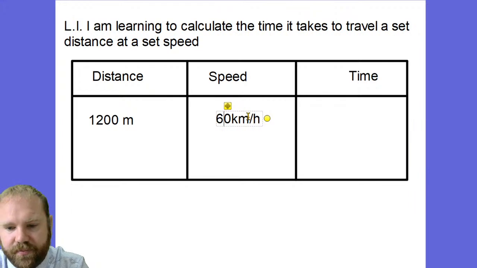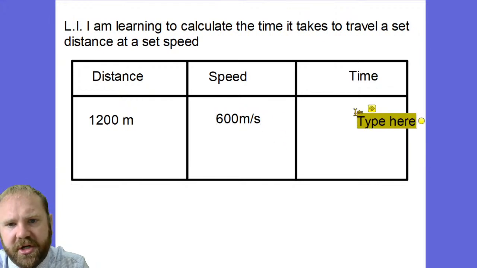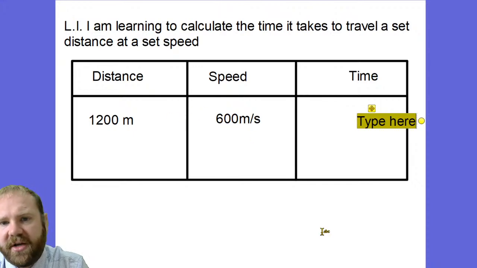600 meters per second. So have a think, what is the unit of time going to be in? And then how are we going to work out the time it takes? So we've got 1,200 divided by 600.